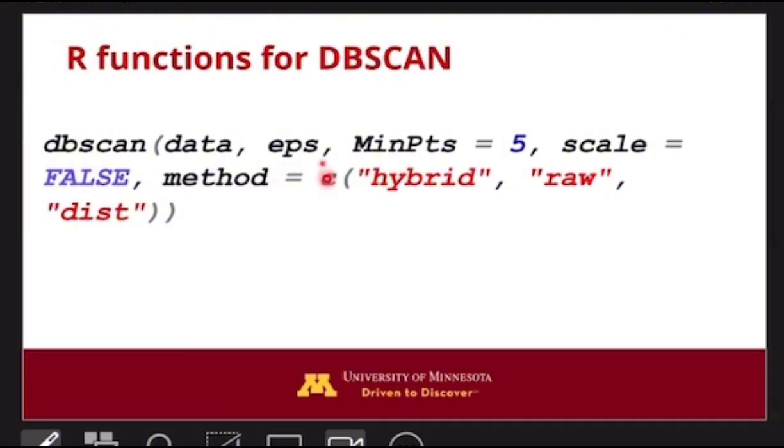The two parameters: eps, that's epsilon, the minimum distance between two points before they can be classified into the same cluster. And not only that, the minimum points, I told you, to be classified into a cluster has to be at least 4. Here now, I'm using 5. Minimum at least 4. Now, MinPts equal to 5. Scale equal to FALSE. When scale equals TRUE, maybe they want to scale your data. Now method: hybrid, raw, dist.